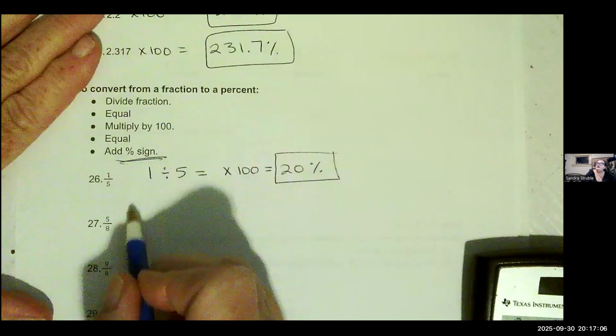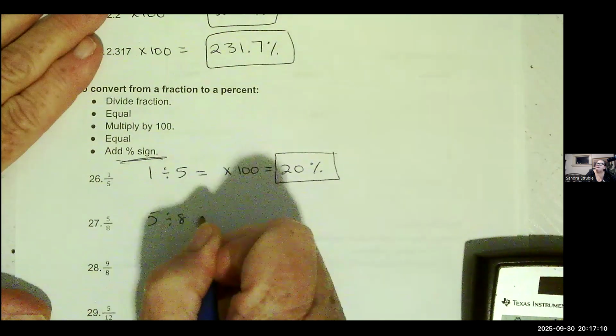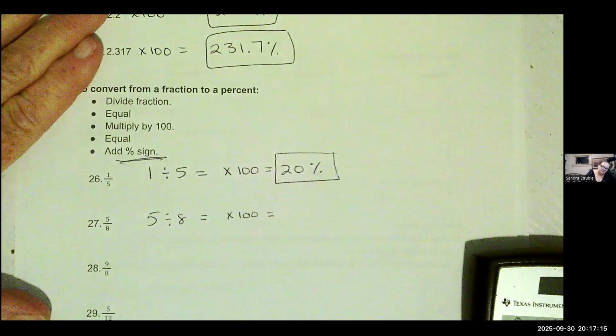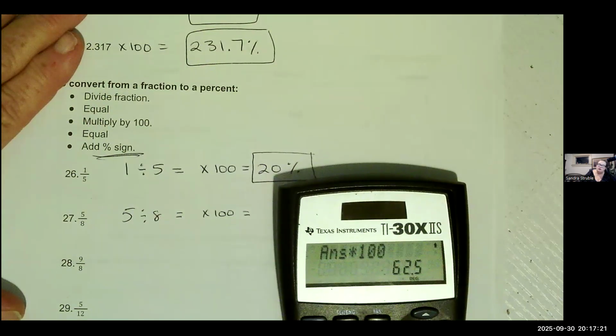Okay. 5/8 is just 5 divided by 8 in your calculator equals times 100 equals. 5 divided by 8 equals times 100 equals. And that's 62.5%.